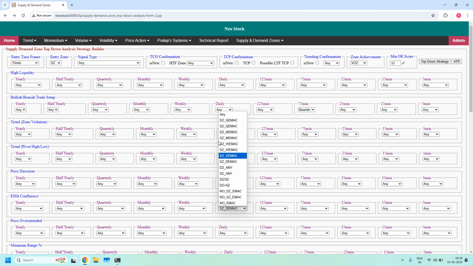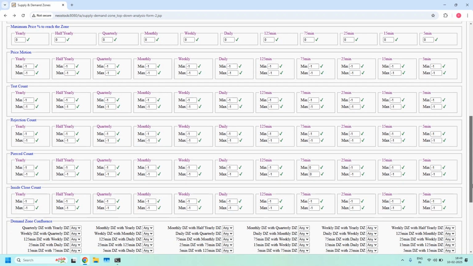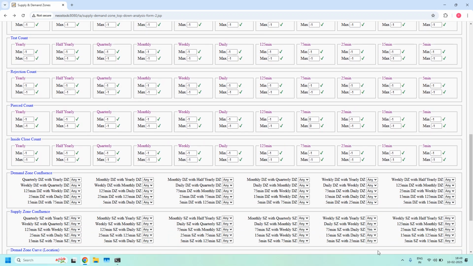I am removing the EMA filter because it is ITF specific. Now we should focus on HTF specific. So in the supply zone confluence, we should set 3 filters. The first filter is already enabled: 75 minute with daily supply zone confluence. The second filter is 75 minute supply zone with weekly supply zone confluence. The third filter, daily supply zone with weekly supply zone confluence.